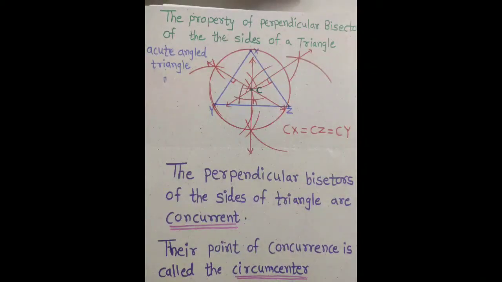Their point of concurrence is called the circumcenter. C is the circumcenter.